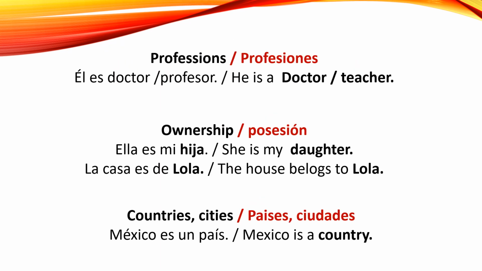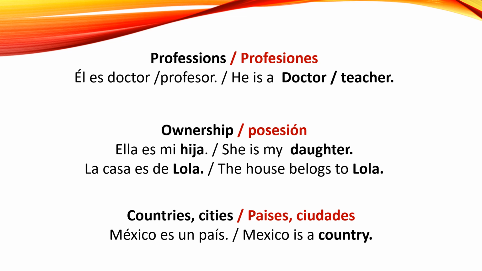The verb to be is also used when we are talking about professions. For example, él es doctor. He is a doctor. Él es profesor. He is a teacher. When we talk about ownership, we also use the verb ser. Ella es mi hija. She is my daughter, so you're saying that she belongs to you. La casa es de Lola. The house belongs to Lola, so you're saying that Lola is the owner of that house.